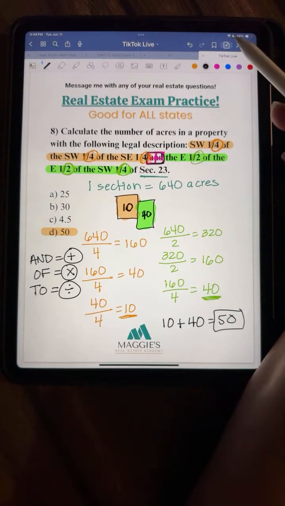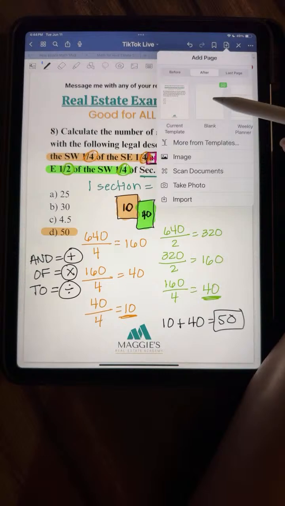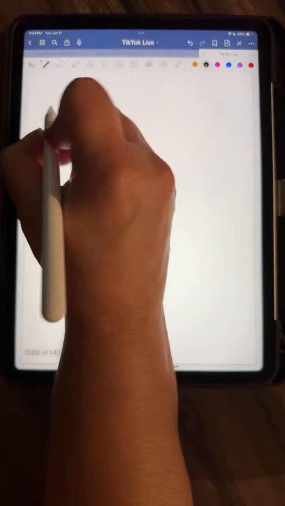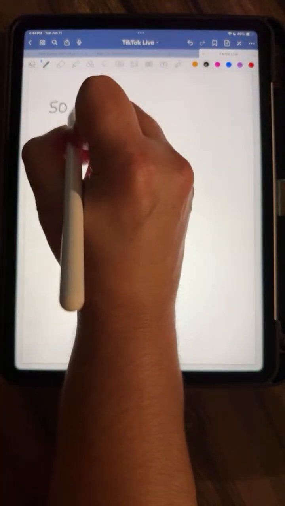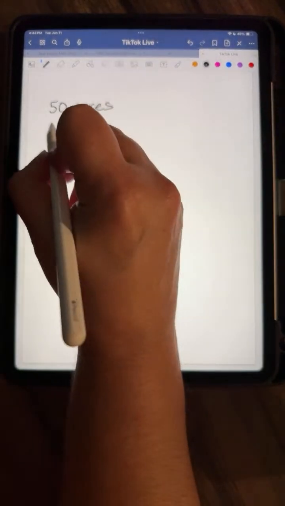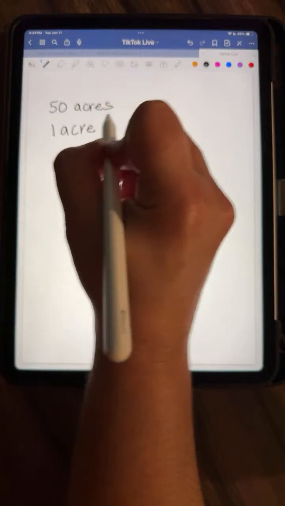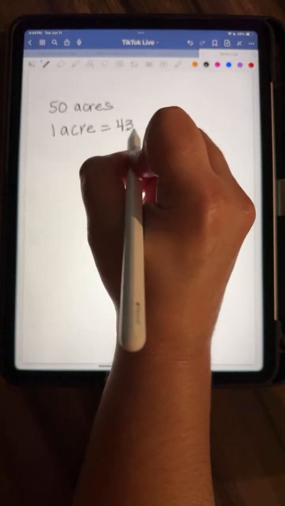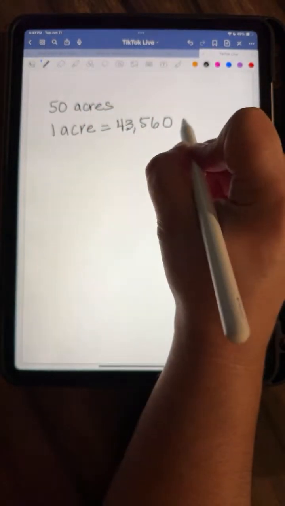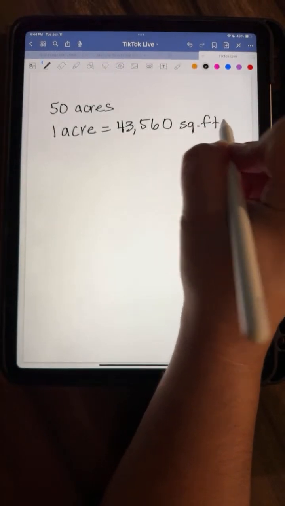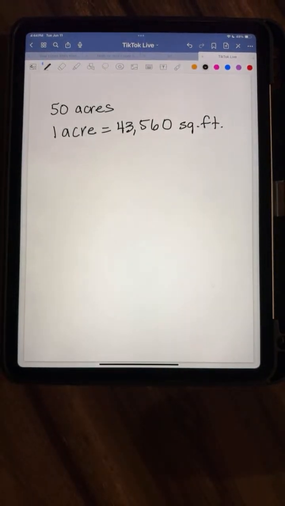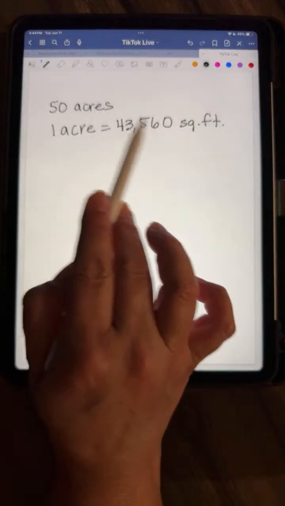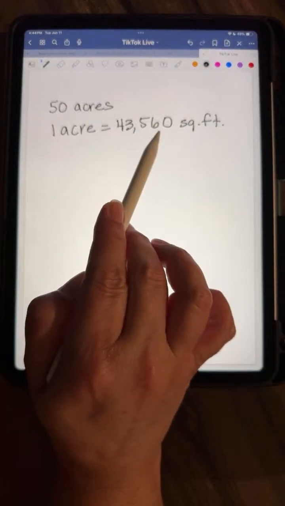Okay? What would that be in square footage? Okay, so let's look at that. How much would that be in square footage? So if we have 50 acres, and we know that 1 acre equals 43,560 square feet, we're going to just multiply these two, right?